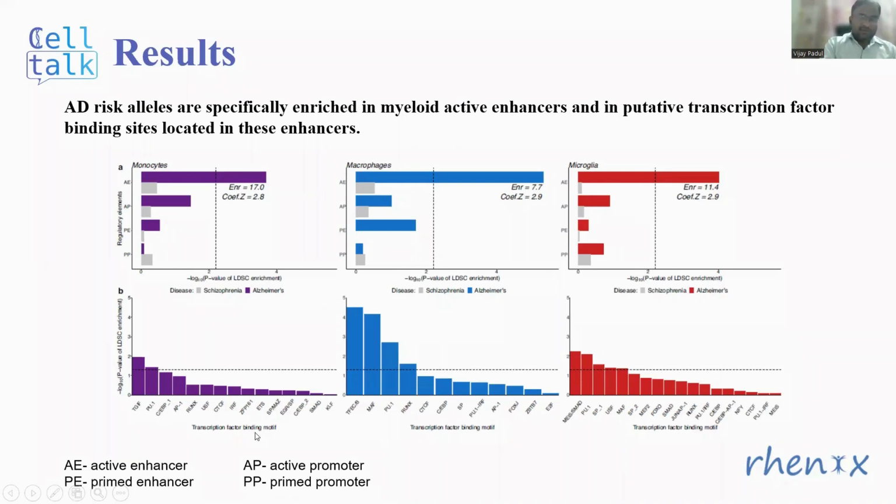In the next panel, they find the transcription factor binding motif and the log10 p-value of LDSC, that is, LD score enrichment analysis. Here, as we can see, there are certain genes that are moving ahead of the normal p-value threshold. So there are different genes that are statistically significantly associated. So TGF, PU1, here also these two genes, and these 4 genes and 3 genes here. So these genes they find to be statistically significantly enriched in the myeloid active enhancers.